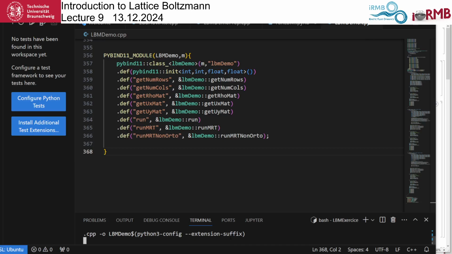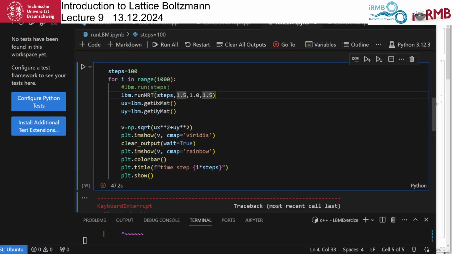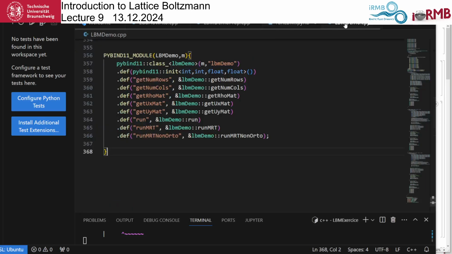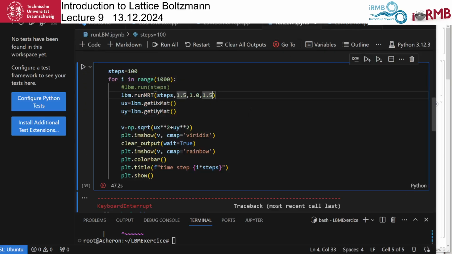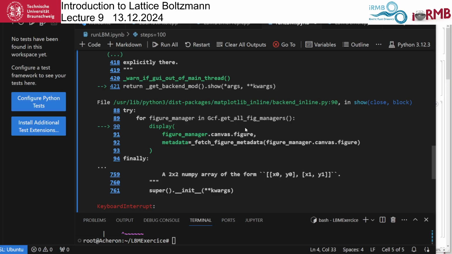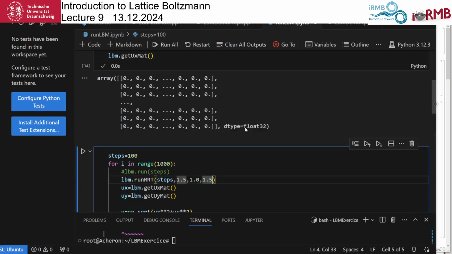Waiting for the strange warnings. I'm just wondering, did it stop running? Yeah, it stopped running. Okay. LBM demo. Let's remind ourselves what we have been doing here. We have to restart to load it again because we changed it, right?